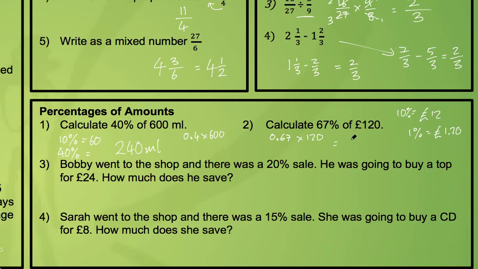£80 and £80 40 pence. 80.4 came out of my calculator. £80 40 pence. And always just check, that should be more than half of 120, and it is. So that makes sense for 67%.